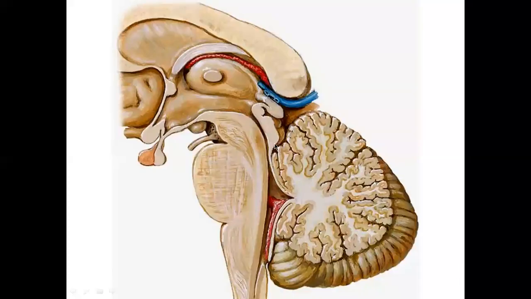Now, when we see from the side, this is the medulla oblongata, this is the pons, and this is the midbrain. This posterior part is known as the cerebellum. The posterior surface of the pons and the medulla is separated from the cerebellum by this cavity. That cavity is known as the fourth ventricle.